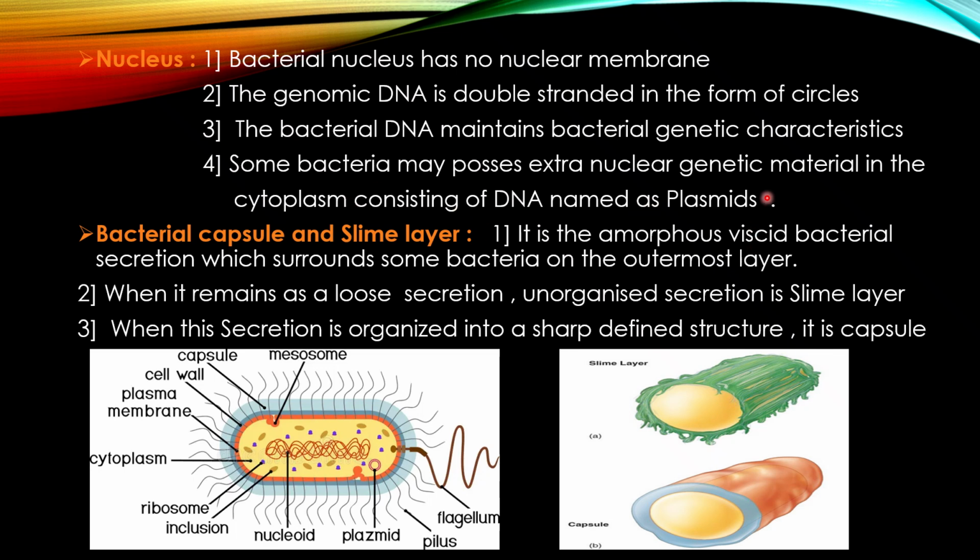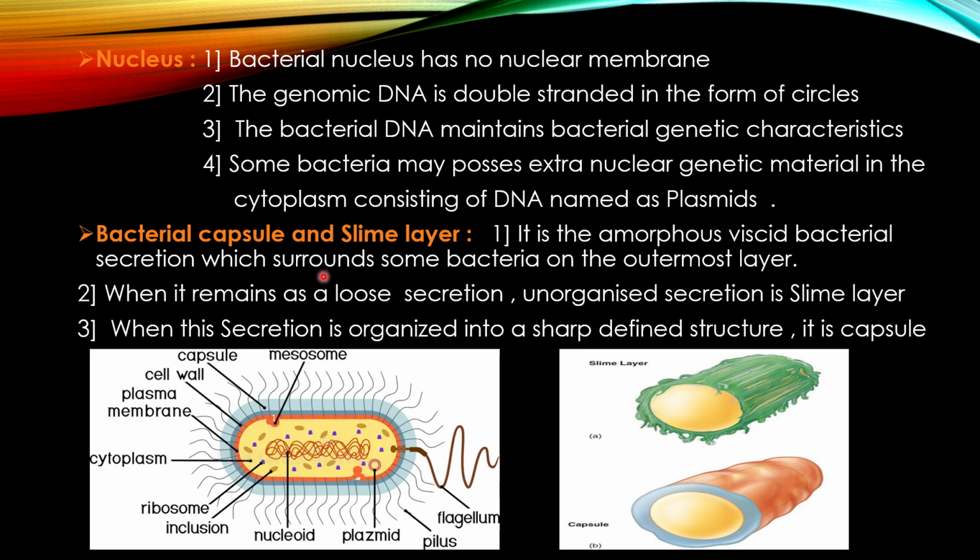So apart from the genetic DNA over here, some bacteria will also contain extra nuclear genetic material, and this genetic material is called plasmids. As you can see here, this is called plasmids. Plasmids will not be present in all bacteria. Some bacteria possess this extra nuclear genetic material which is called plasmids.